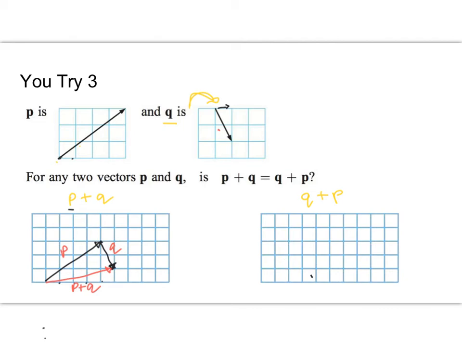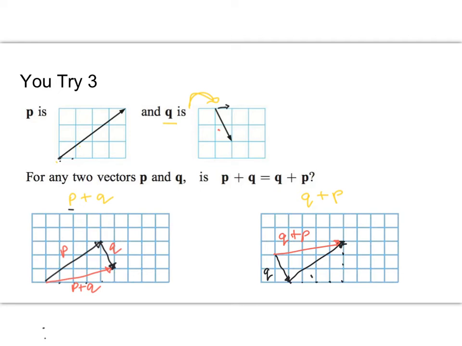I need to move q all the way down to fit it in the grids. Starting here, ending here, that's q. And then p moves over 4, up 3. So from here, I'm going to move over 4 and up 3. So I'm going to end there. And now I'm going to draw my resultant vector. This is q plus p.